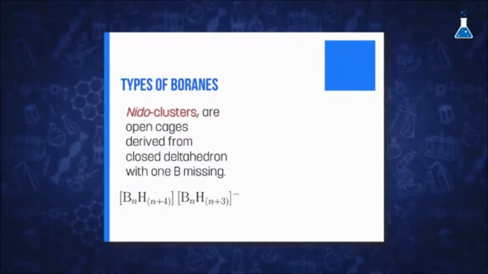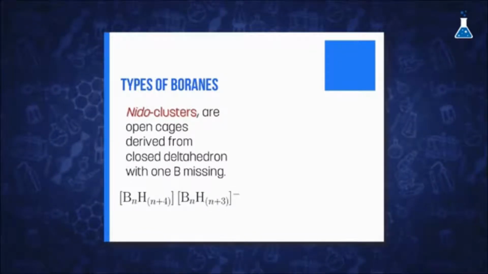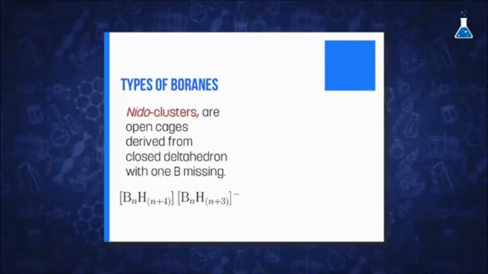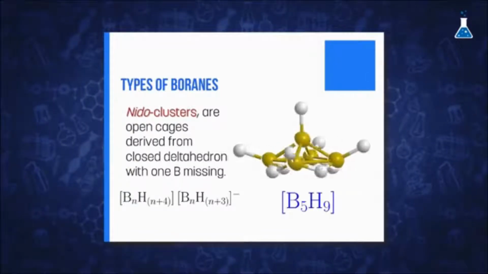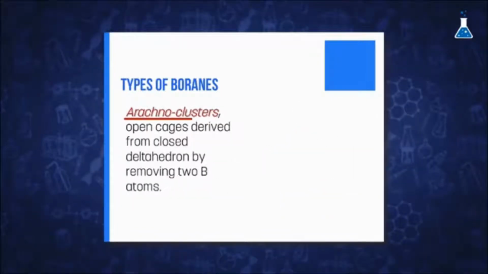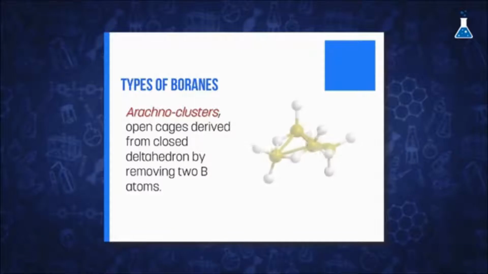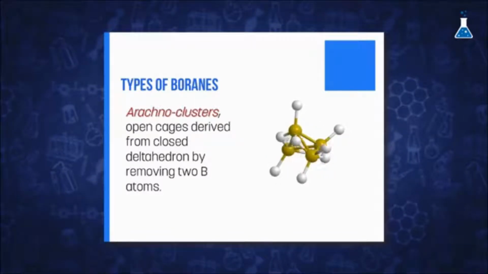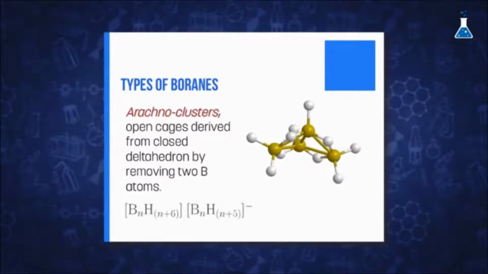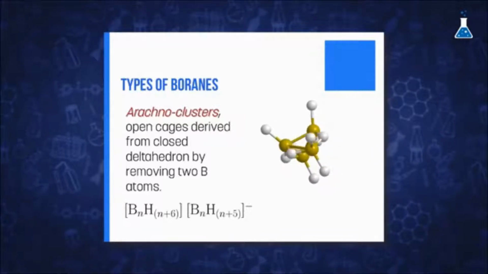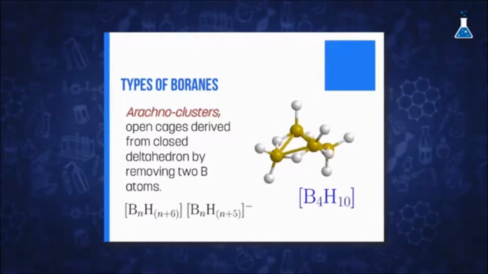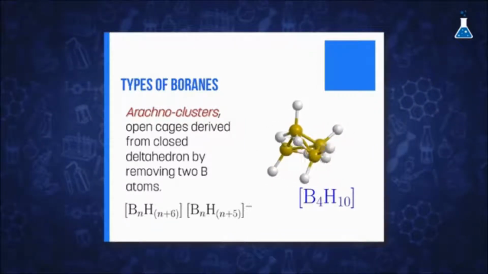BnHn+4 or BnHn+3-. For example, B5H9. Whereas arachno clusters are also open cages derived from closed deltahedrons by removing 2 boron atoms. So the generic formula is BnHn+6 or BnHn+5-. The example is B4H10.